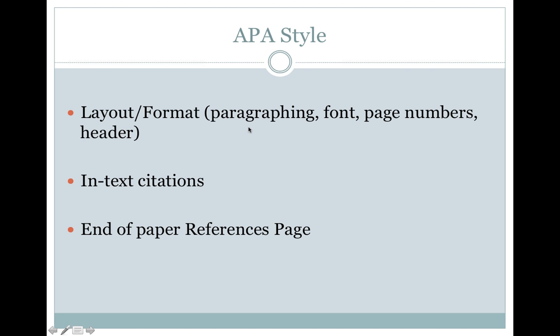So we're talking about paragraphing, font, page numbers, what's called a header. In-text citations. So anytime any information appears within the body of your paper that doesn't come from you, it doesn't have to be exactly quoted, even if you're not quoting something, but you're sharing a fact or statistic. If it doesn't come from you, it needs to be cited right there and then in the paper. And then there's the end of the paper references page. In MLA, it's called works cited. In APA, it's called references. Okay, that's where we list our sources in full.